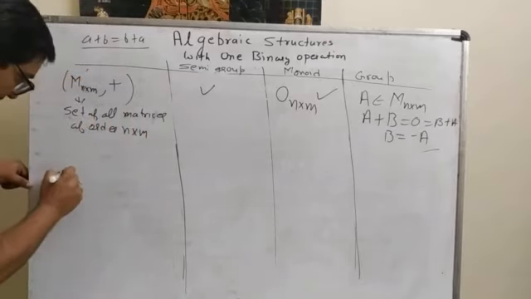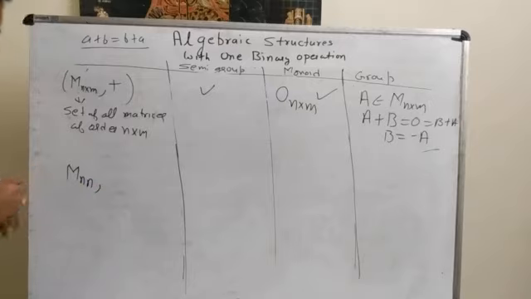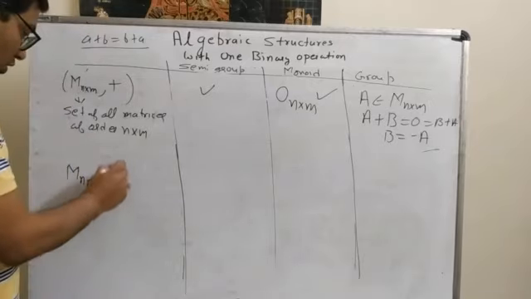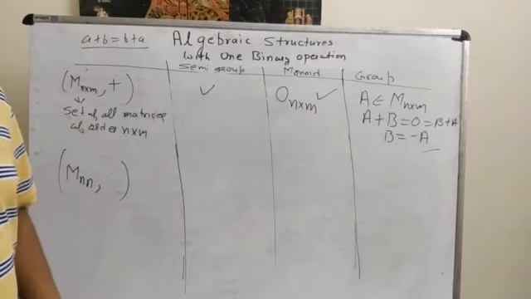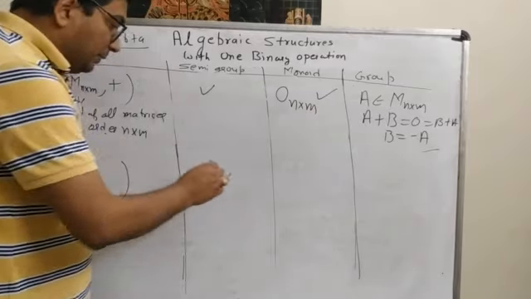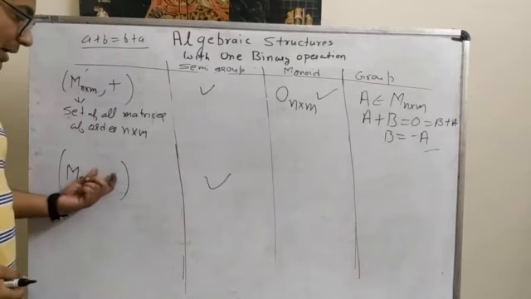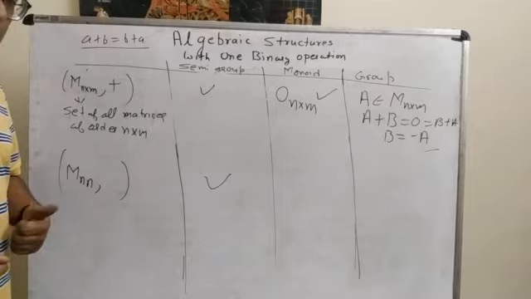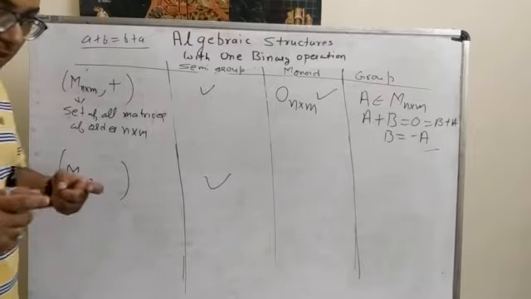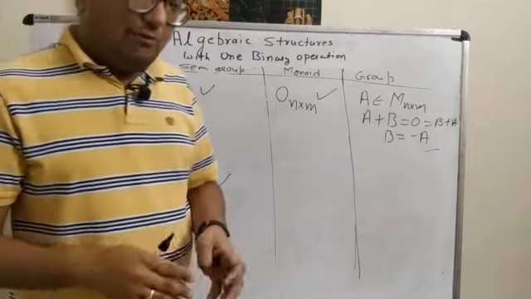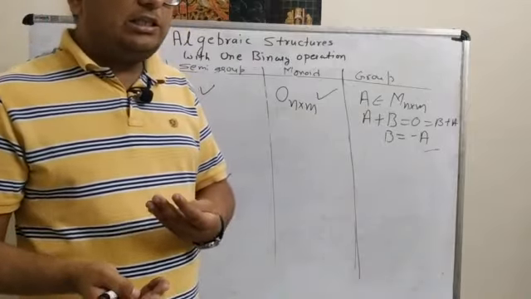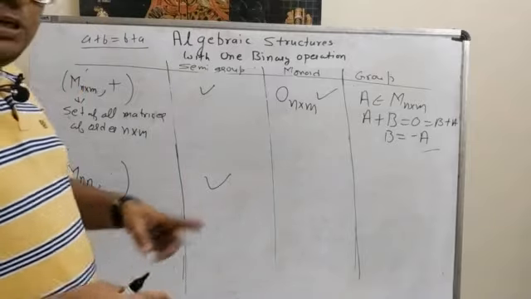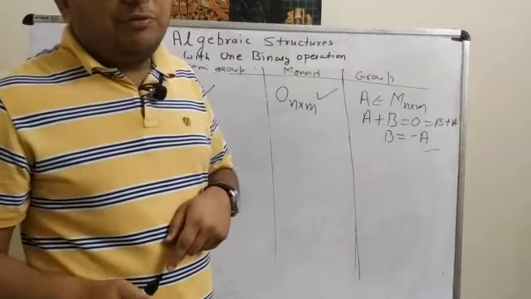Similarly, if we take another set of matrices M n, all the square matrices of order n with dot, here dot is matrix multiplication, then again it is a semi-group. The reason being, we know that matrix multiplication in the case of square matrices is closed, because if we take any two matrices of order n cross n and multiply them, we again find a matrix of order n cross n. First thing. Second thing, we know that matrix multiplication, if it exists, is associative in nature.